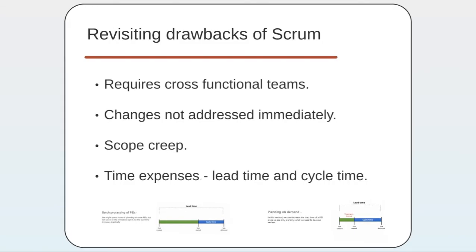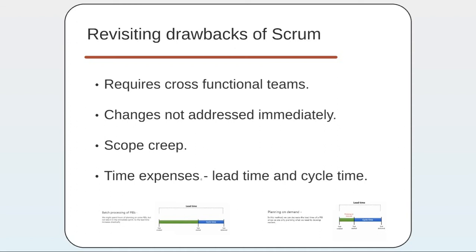Now let's talk about some drawbacks of Scrum. It requires cross-functional teams, and one of the most important drawbacks is that changes are not addressed immediately. Even though Scrum is agile, if we get an urgent change in the middle of a 2-week sprint, after about 1 week, in Scrum principles we cannot take that unplanned PBI into the current sprint. We have to wait 1 more week for this sprint to finish, and then take it to the next sprint.